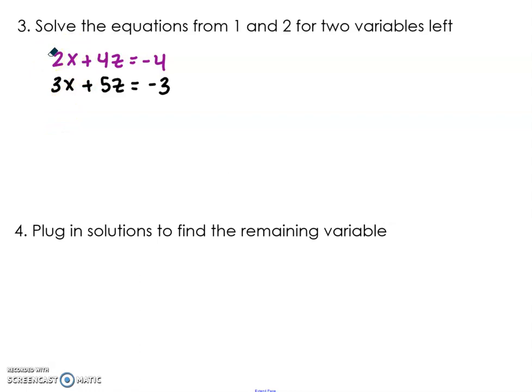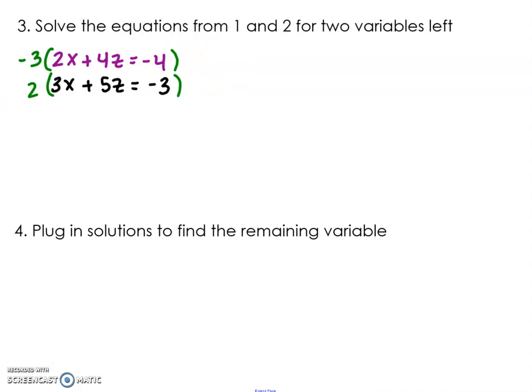Okay, again, I do want my signs to be opposite, so I'm going to multiply one of them by a negative and one by a positive. So I'm going to choose to multiply the top equation by a negative 3, and I'm going to multiply the bottom equation by positive 2. Okay, now if you want to multiply the top by a positive 3 and the bottom by a negative 2, you could, okay, as long as one is positive and one is negative.